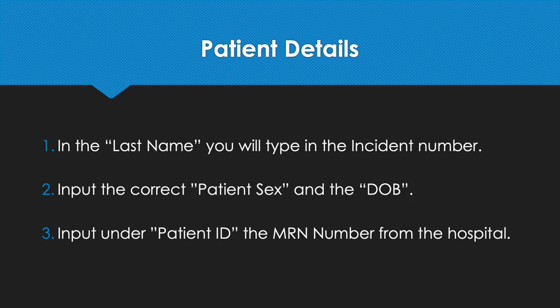So in the last name, you're going to just put the incident number of your call. Go ahead and put the patient's sex and their date of birth. And then as you scroll down, there's a patient ID slot. And that's where you're going to put the MRN number so that we can do follow-up, get patient information, things like that, so we can give you guys the feedback that you need.